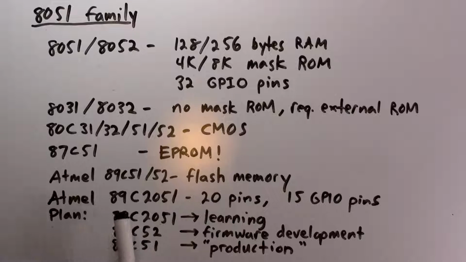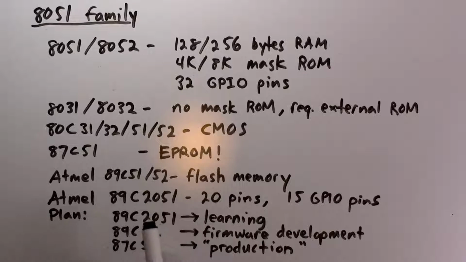It's a lot faster than having to use a UV eraser. And Atmel also created a lot of variations, including the 89C2051, with reduced numbers of pins for smaller applications. The one I'll show in the video today is the 89C2051, which has 20 pins, 15 of which can be used as GPIO pins. So that's pretty respectable. You can do a lot with that amount of I/O.